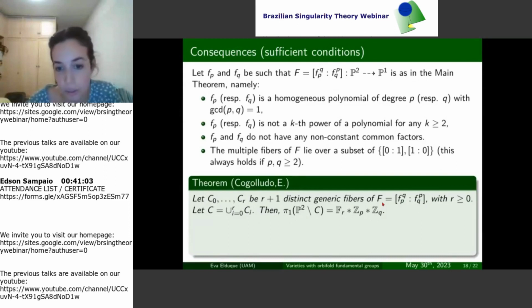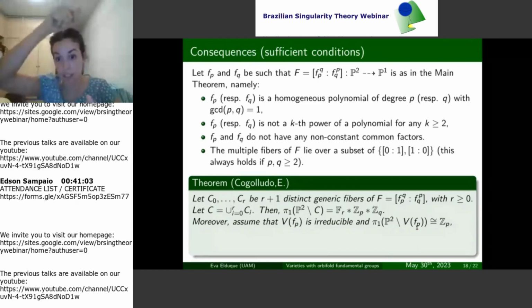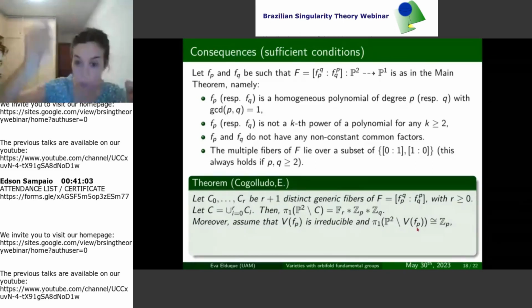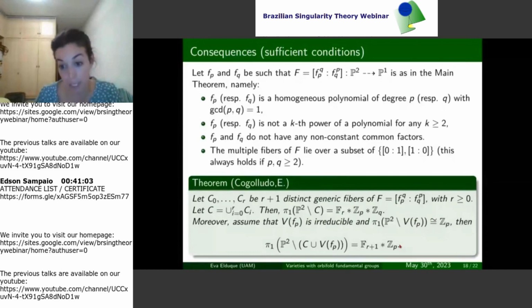And moreover, once you have a base case, you can deduce more things. For example, if FP was irreducible, which is not in Oka's example, and you assume that the fundamental group of the complement is abelian, so for example if it's irreducible and gives you a smooth curve or only nodal singularities, you have this. And in that case, you have a base case to apply the addition theorem, right? So if you add to it more generic fibers, you're going to add these Z factors. So the fundamental group of the complement will look something like this.